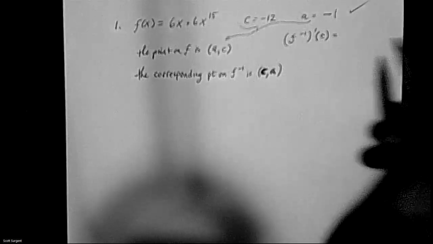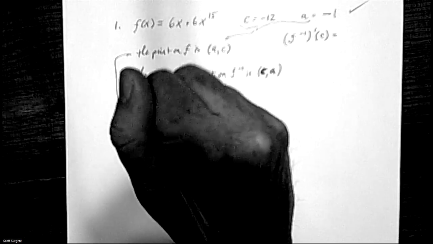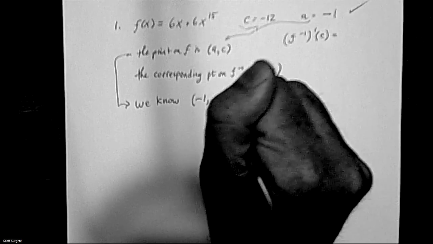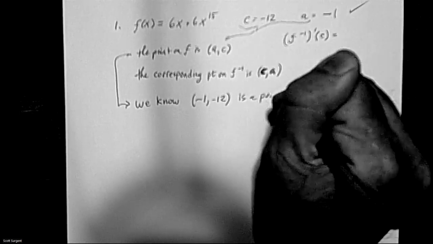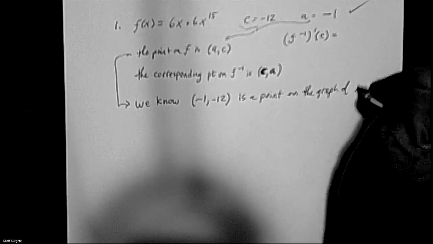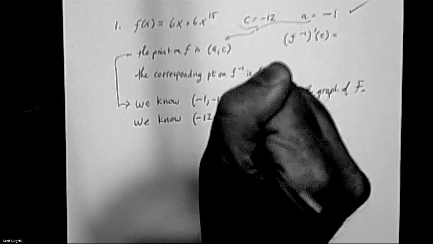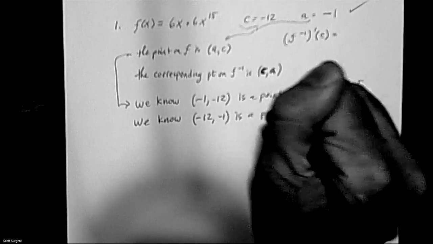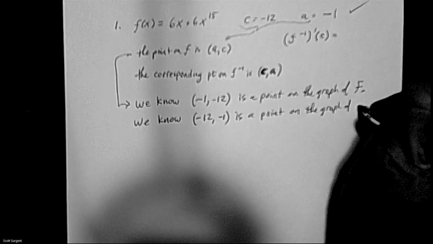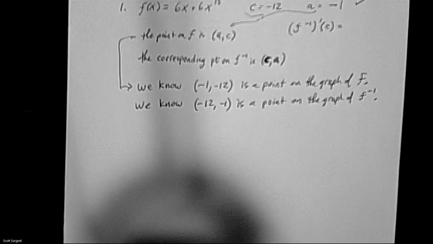So let's come down here. We know (-1, -12) is a point on the graph of f. So right now we can just go ahead and swap them. (-12, -1) is a point on the graph of f inverse. Okay, that much we can infer.